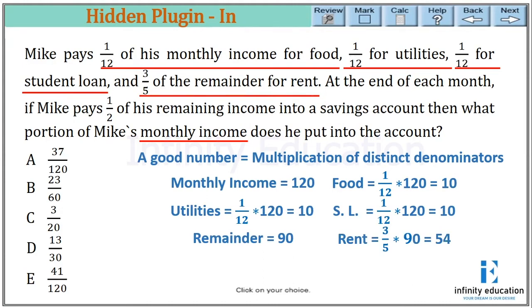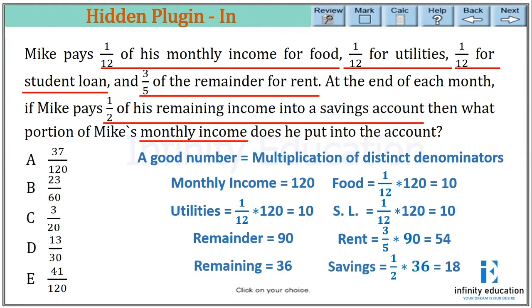At the end of each month, Mike pays half of his remaining income into a savings account. So first, I have to calculate what is remaining. 54 gone from 90, so the remaining is 36. Now Mike pays half of the remaining 36. So into that savings account, how much is Mike paying? 18.